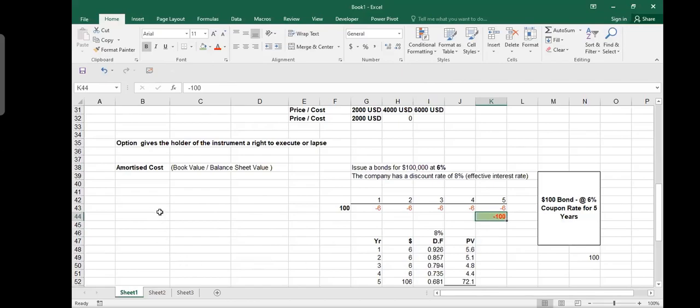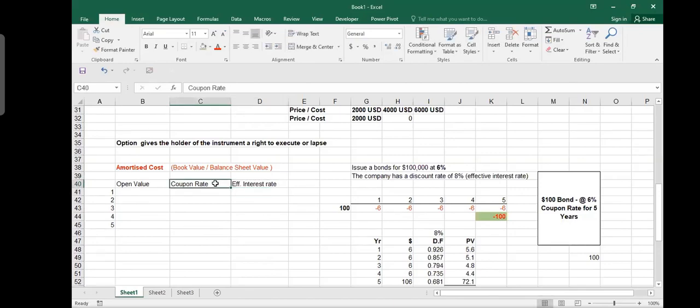Now, for that purpose, you need to make an amortized cost table. Here we start the topic, the amortized cost table. What we have here is year 1, 2, 3, 4, and 5. And here you have your opening value. Then you will put your coupon rate. Then you will put your effective interest rate.